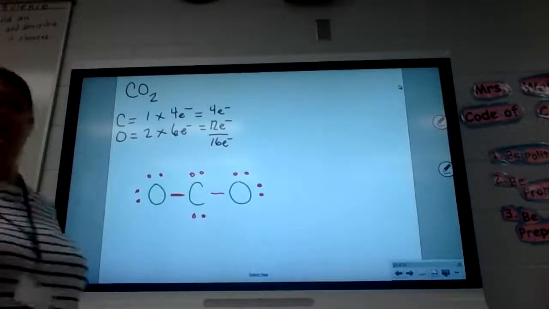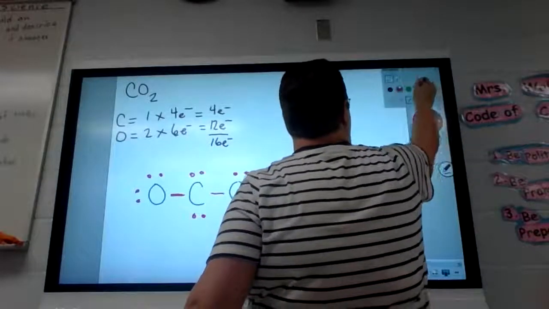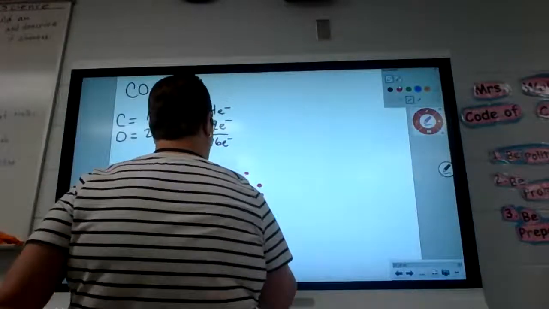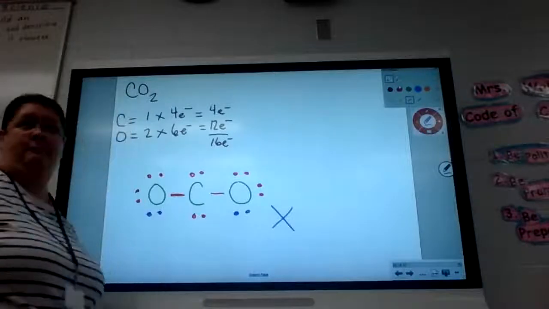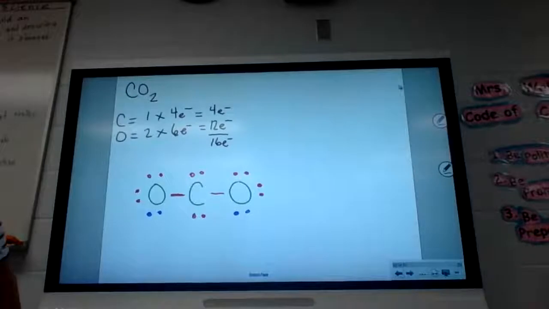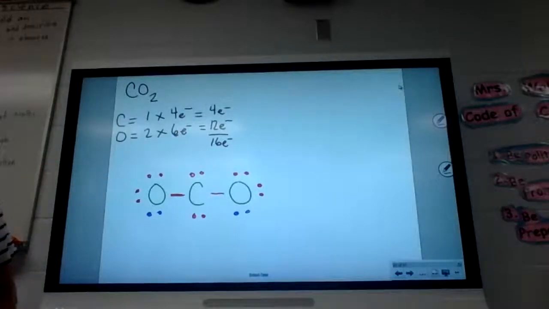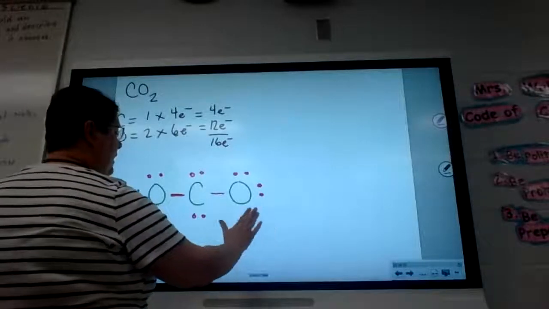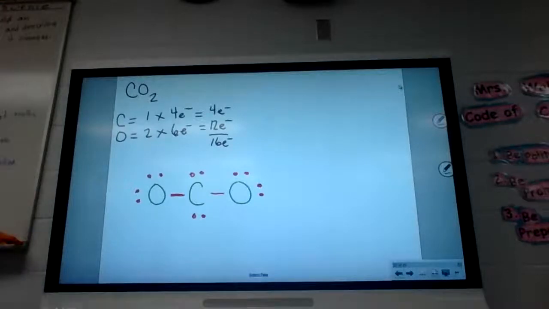Some of y'all on test day, quiz day, whatever, will turn around and draw more electrons, and I'll keep on catching it. Now, what's wrong with this picture? It has too many electrons. It has 20. You added up and said, how many could I have? 16. I can't do that. It'd be really easy if I could just draw in 4 more electrons and give it 8. But that's not how it works. We're allowed 16 electrons.